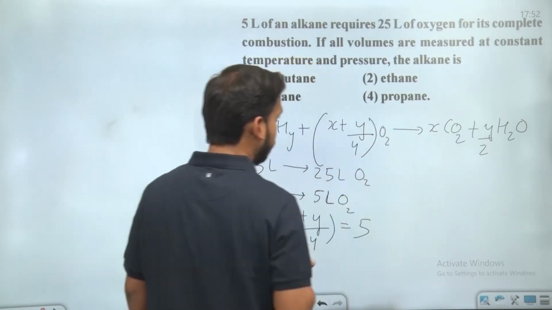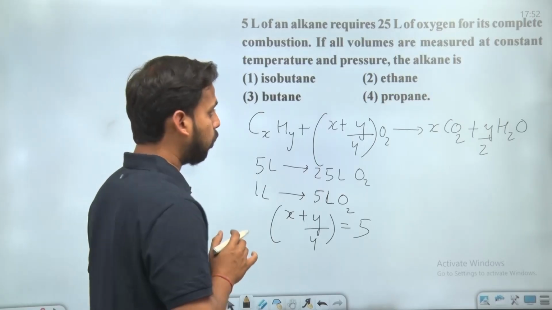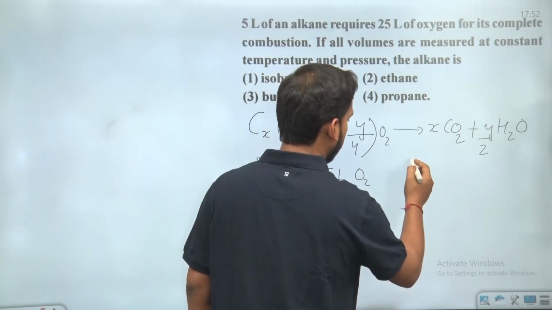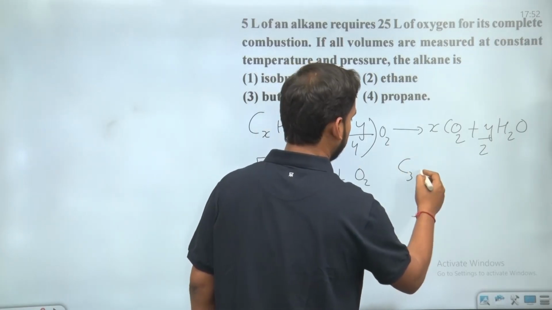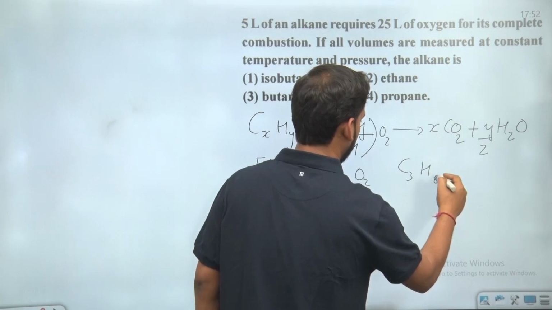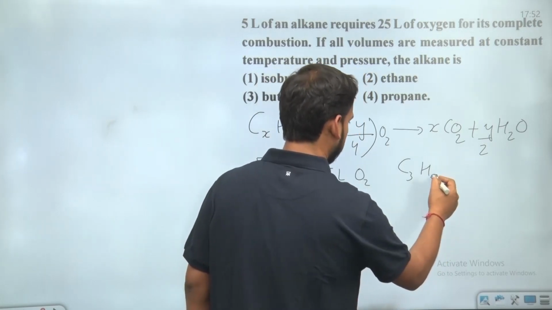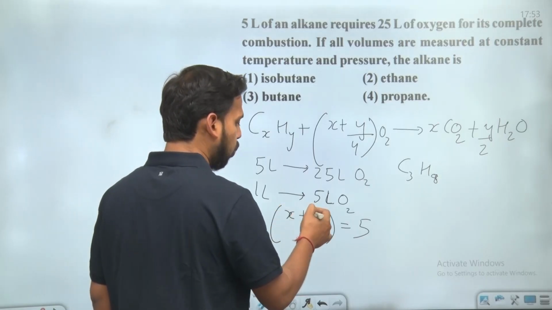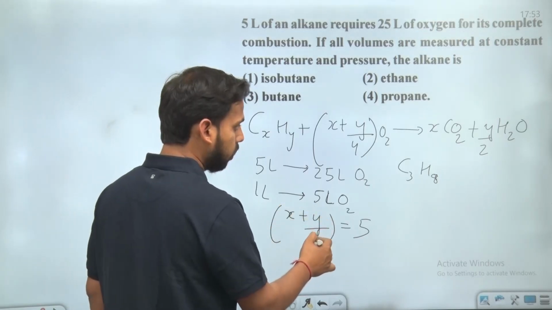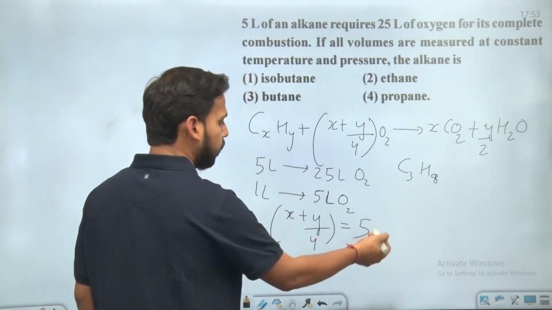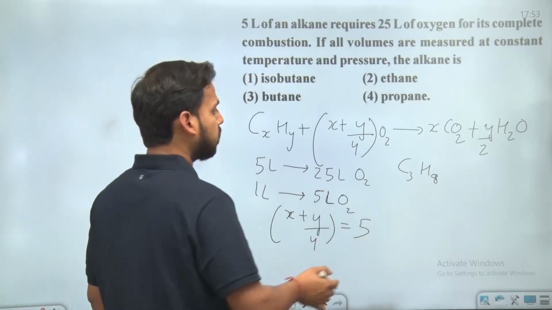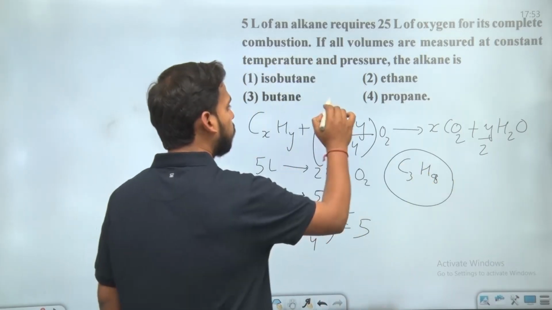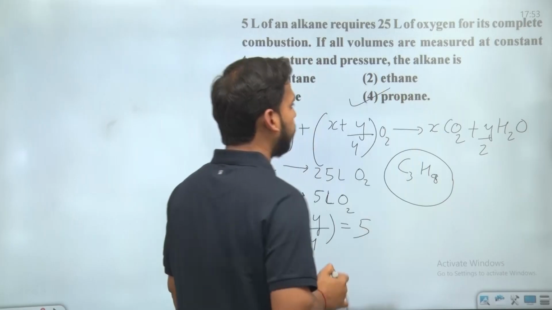Hypothetically we have to check which compound satisfies this condition. If we take propane, it will be C3H8. So the x value is 3 plus y by 4, so 3 plus 2 comes out to be 5. So this condition is satisfied by propane, C3H8. So our correct option is option 4, that is propane.